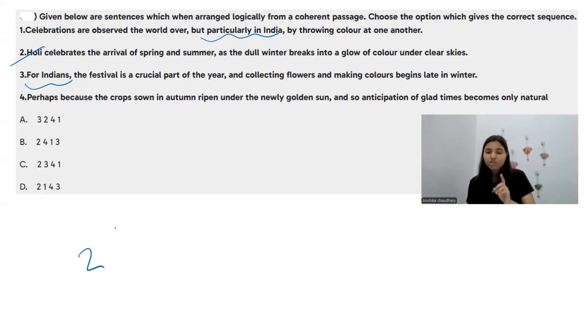Now let's use the option elimination technique. Let's check how many options start with 2. So B, C, and D. So it cannot be the answer, right? Okay, let's try along with the options. So 2, 4. After this, let's try for 4.